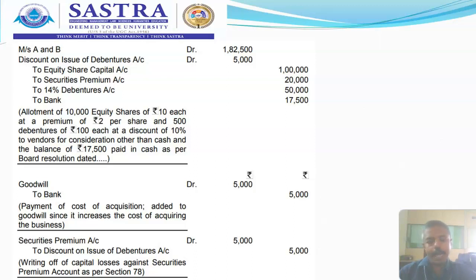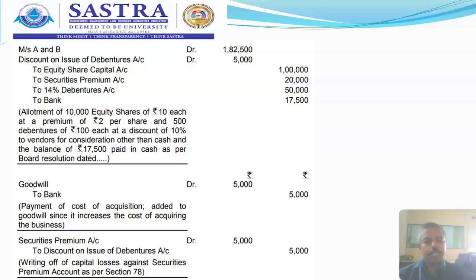Here you can write the narration as consideration due to the vendors on the purchase of the business as per the agreement dated. You can also make an asterisk mark and put the same asterisk mark in the calculation of purchase consideration, because it is a working note. For future also you can refer to this. So how that 1,82,500 has come, this is the major working we have. If you are very good with this working, then you need not worry about anything. You can solve the sum fully.